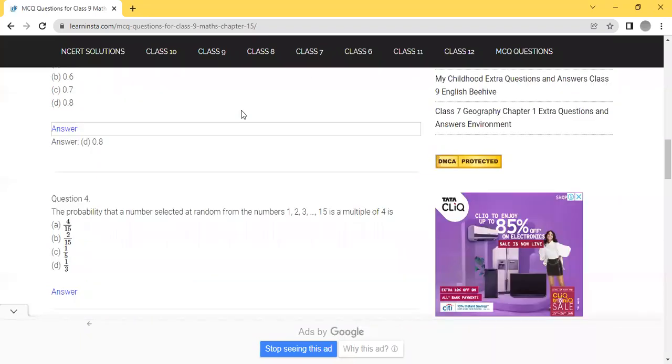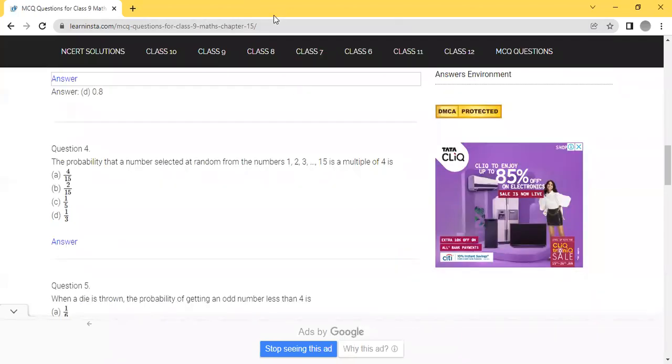Next is, the probability that a number selected at random from 1 to 15 is a multiple of 4. What are the multiples of 4 from 1 to 15? How many multiples of 4 are there? Ma'am, 4 by 15. Tell me the multiples. 0, 4, 8 and 12.